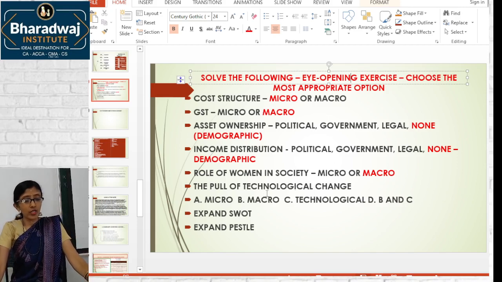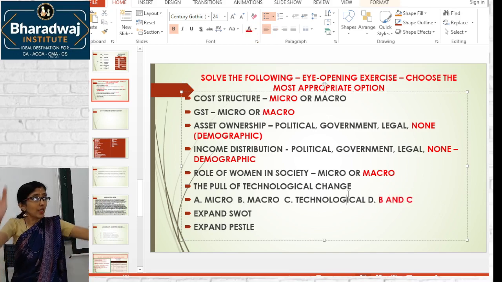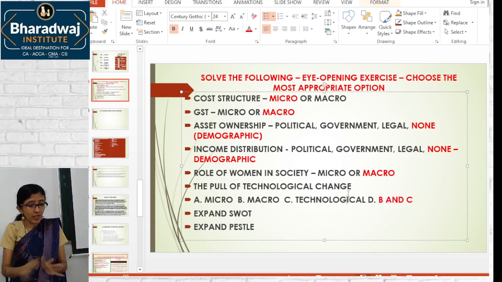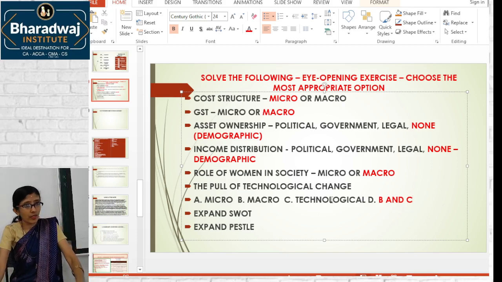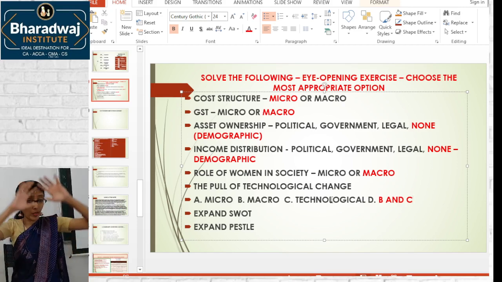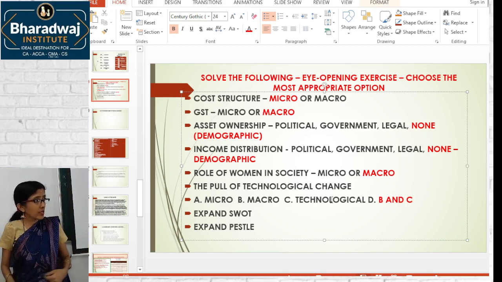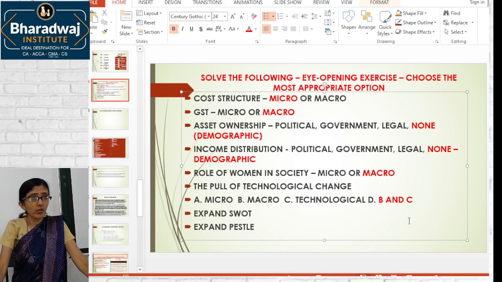Okay. The pull of technological change, options are given. B and C, remember. Now, why this is given to you is, sometimes the major classification and the subdivision will be given. Supposing this is not given, something else is given, say political or something. Instead of choosing macro, you have to choose technological. That is the nearest you have to choose. If a bigger one and a smaller one is given, I mean the larger framework and a core one, choose the core one. Are you getting my point? Clear? Yes or no? Yes. Shreya, what is your doubt? Can I help you?